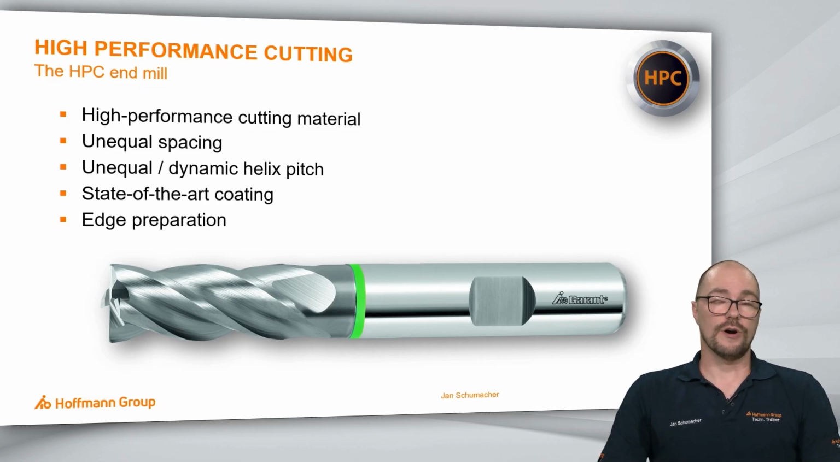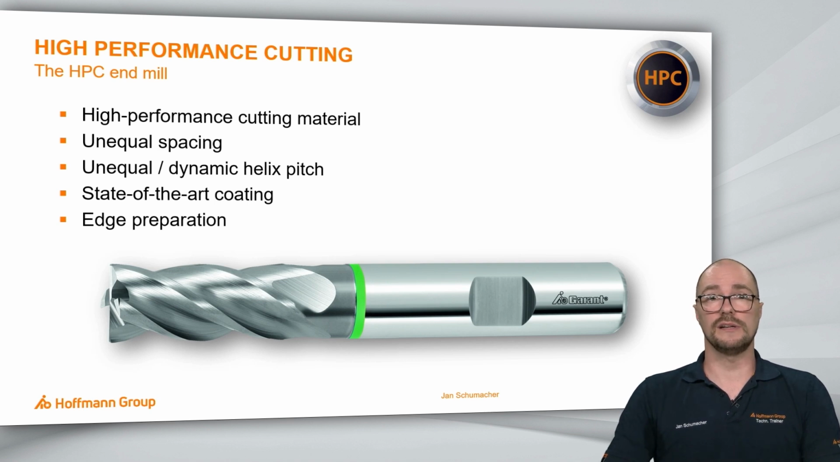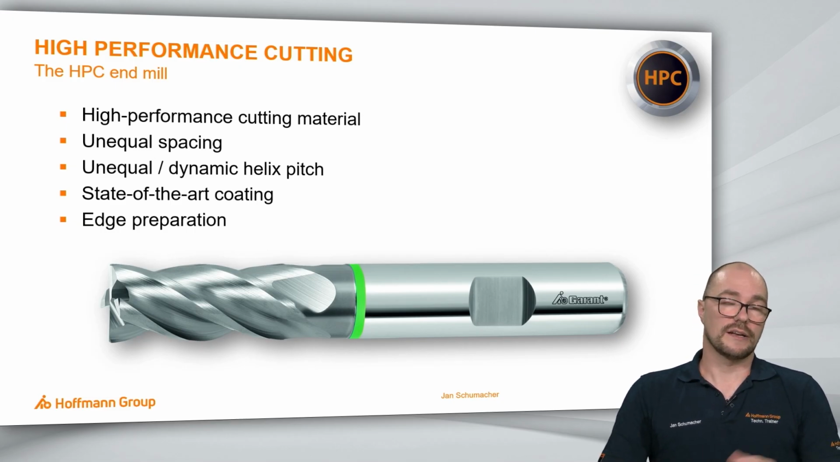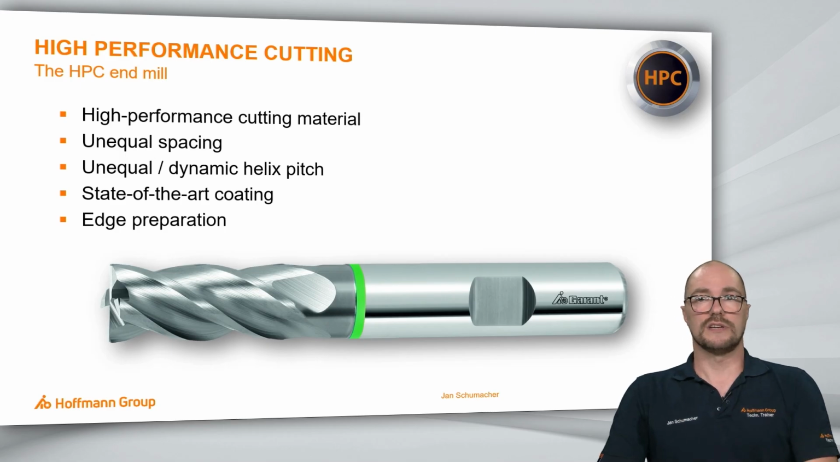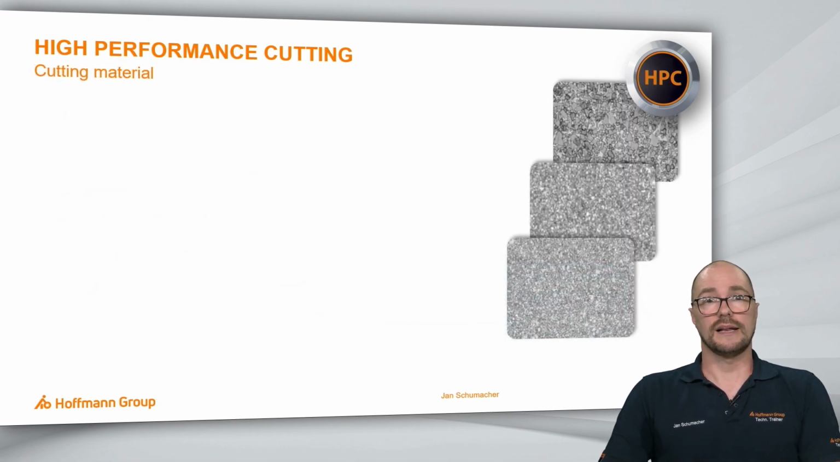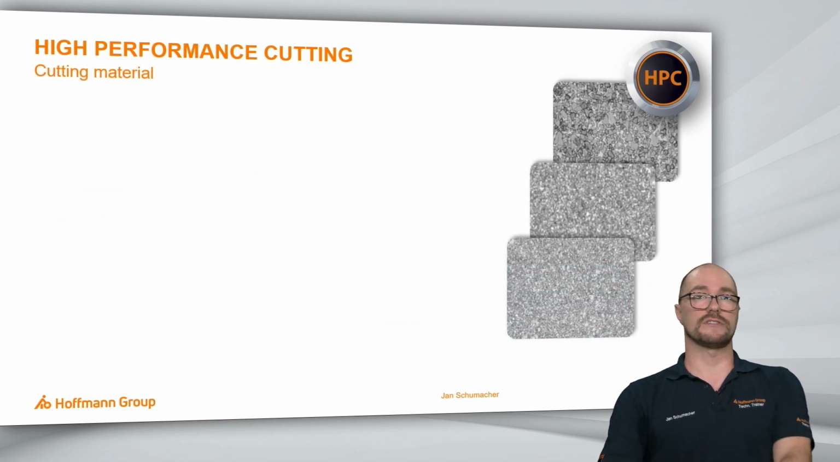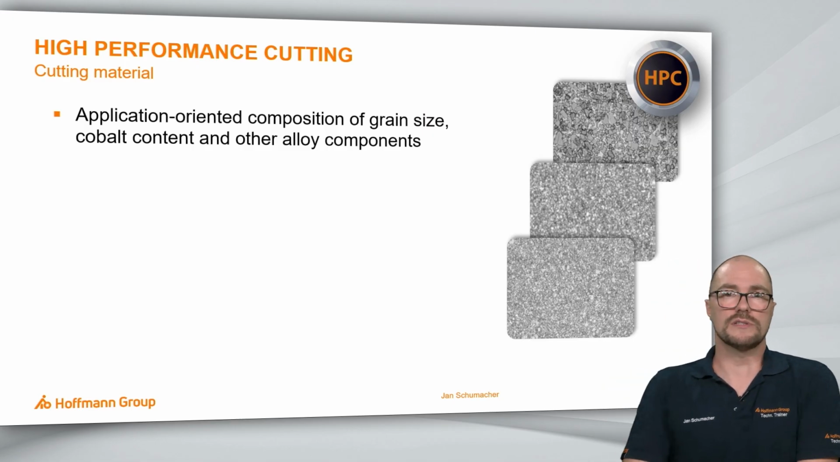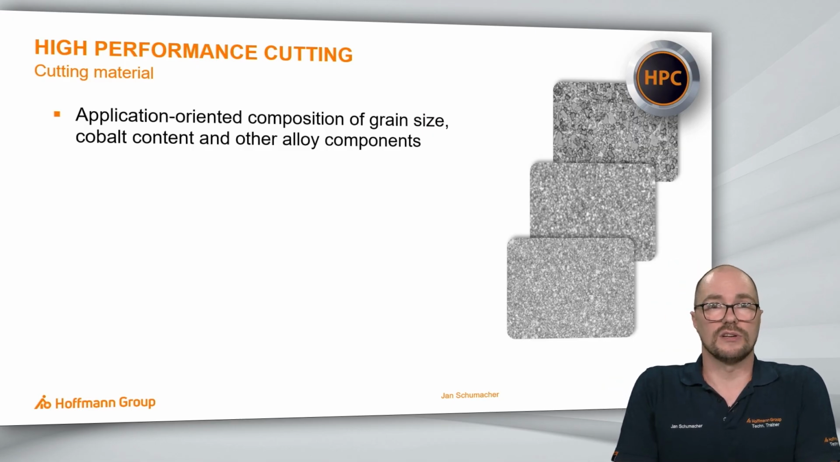That has to do, of course, with the cutter itself. It uses high-performance cutting material, unequal spacing, unequal pitch sometimes, state-of-the-art coating and edge preparation. And now I would like to dive in a little deeper here. Let's have a look at the cutting material at first. Well, the cutting material in most cases is solid carbide.